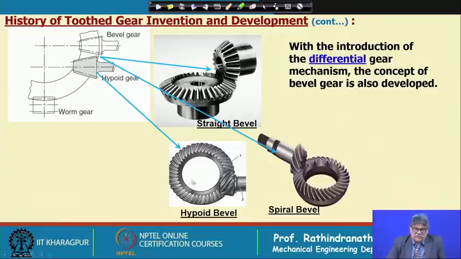Now, if we consider this, here also the teeth are some sort of spiral, but this is, you can say, somewhat helicoid, and in this case we can shift the shaft also, and this means that the axis is not intersecting.